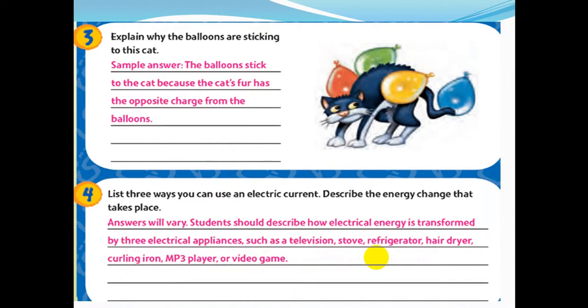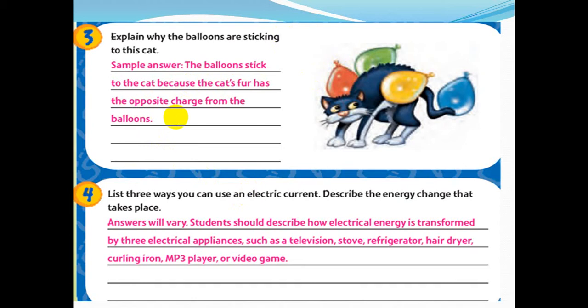Question 3. Explain why the balloons are sticking to this cat. Why are the balloons sticking to this cat in this picture? We said objects stick to each other because they have different or opposite charges. So the balloons stick to the cat because the cat's fur has the opposite charge from the balloons.